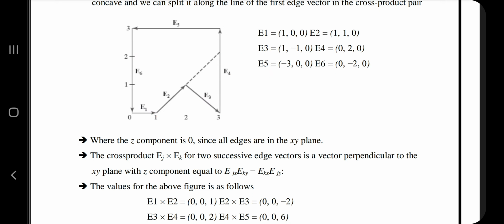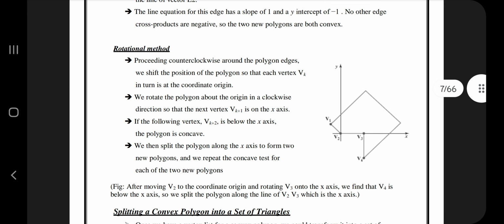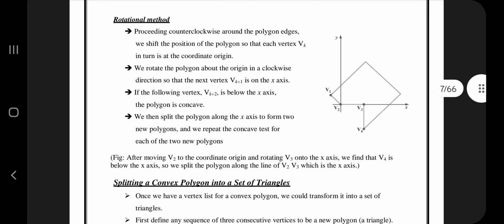So that's what the splitting of the polygon is. That's the rotational method, the second method. Here I'll get this edge, I'll cut off this edge, and I'll be left with this remaining part. That's the rotational method to split the polygon into two parts.